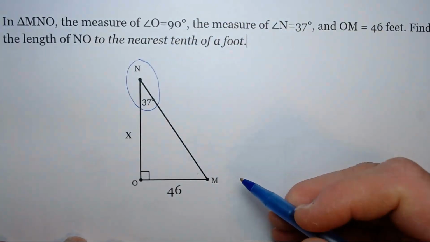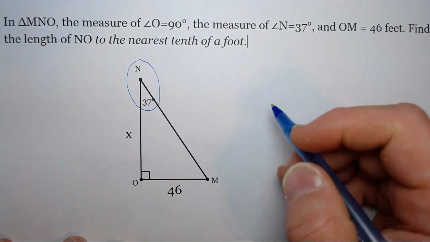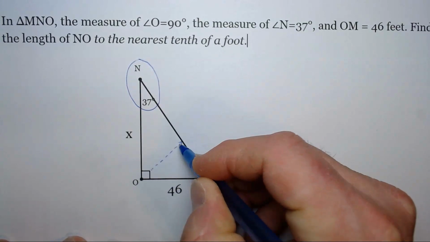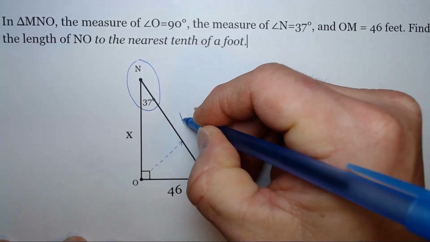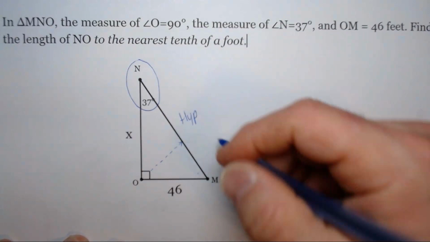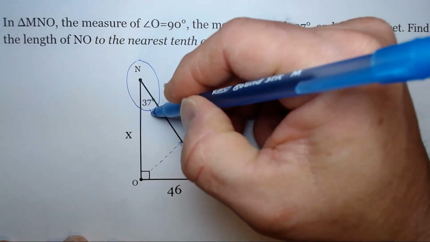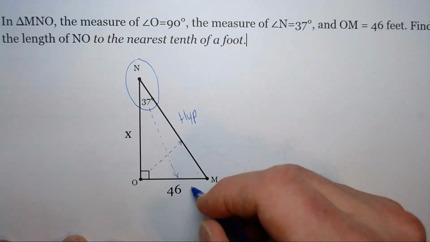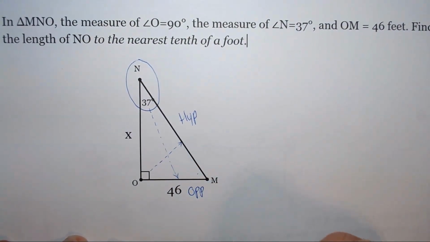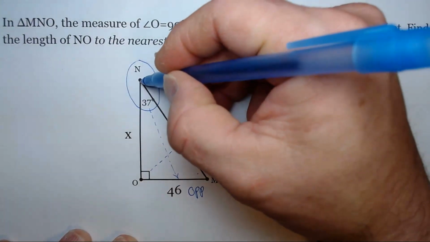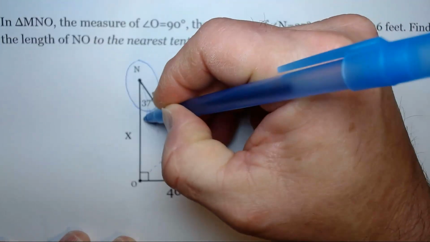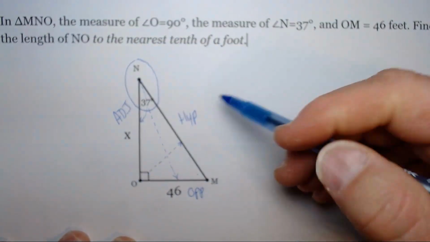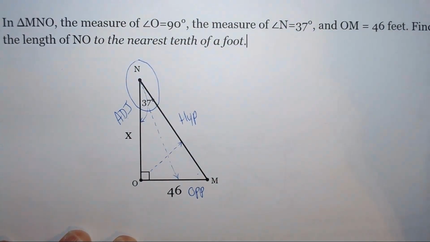Let's go ahead and label our sides so that we can know what trig ratio to use. The side that's the furthest away from the right angle, and the longest side, is always the hypotenuse. I'm going to put HYP there. And then the side that's the furthest away from the angle that we're working with, our reference angle, is going to be the opposite. I'm going to write opposite there. Remember, the side that is touching the angle that we're working from is going to be the adjacent, ADJ. So we have our hypotenuse, opposite, and adjacent.